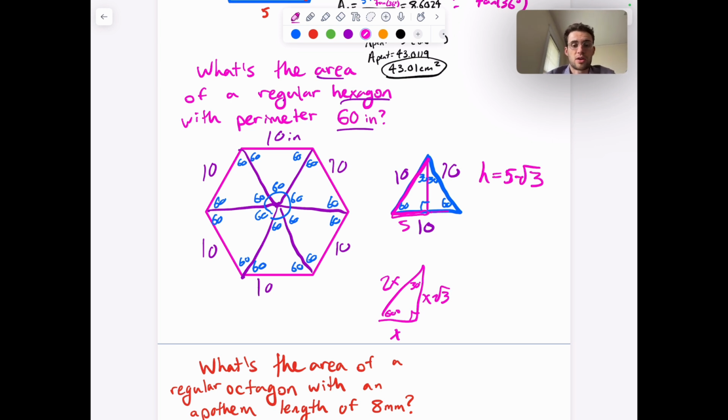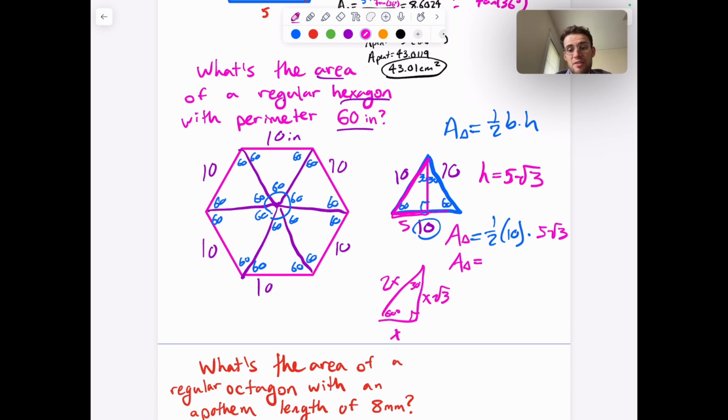So if you need to find the area of one of these triangles, you'd again use base times height over 2, or 1/2 times base times height. In this case, our base is 10, so we do 1/2 times 10 times 5 root 3. Will give us that the area of the triangle is equal to 1/2 times 10 is 5, 5 times 5 is 25 root 3. So that's the area of one triangle.